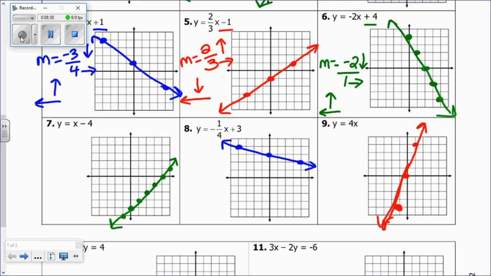Number 9 has a y-intercept of 0. So we plotted at the 0, which is the origin, and then you have a slope of 4. So that's up 4, right 1, or you can go down 4, left 1. And then you connect. Okay?